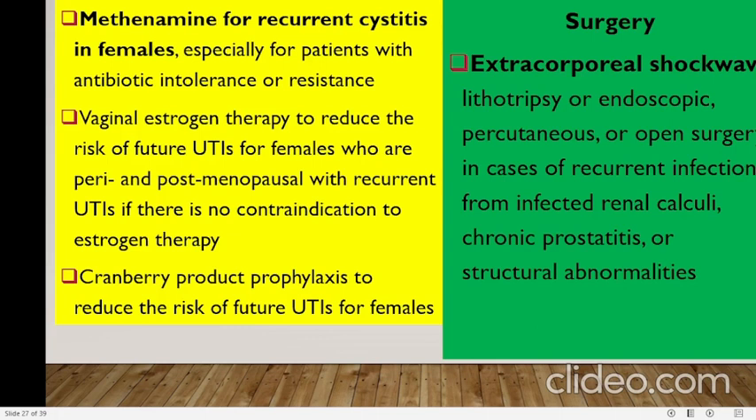Surgery may be performed for UTIs, and in this case we normally term it as extracorporeal shock wave lithotripsy, or endoscopic, percutaneous, or open surgery in cases of recurrent infections from infected renal calculi, chronic prostatitis, or structural abnormalities.